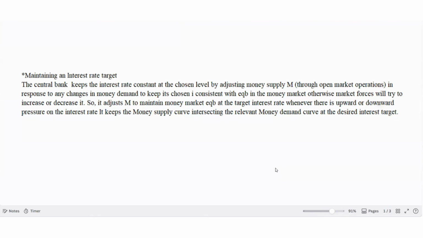So the central bank keeps the interest rate constant at the chosen level by adjusting the money supply in response to any changes in money demand to ensure its chosen I stays consistent with equilibrium in the money market. Otherwise, there'll be pressure on it to change. Because we know if the interest rate that it chooses is not the interest rate at which the money market clears, then there'd be pressure on it to change. And so it adjusts M to maintain money market equilibrium at the target interest rate whenever there's upward or downward pressure on the interest rate. It keeps the money supply curve intersecting the relevant money demand curve at its desired interest rate target. So in order to keep the interest rate at its chosen level, it adjusts the money supply.